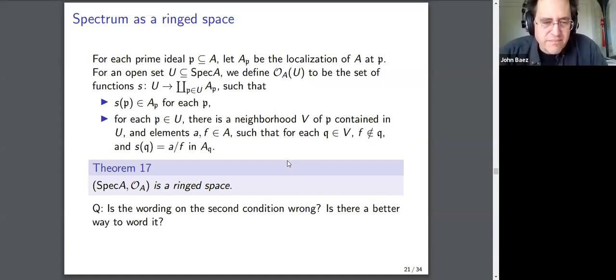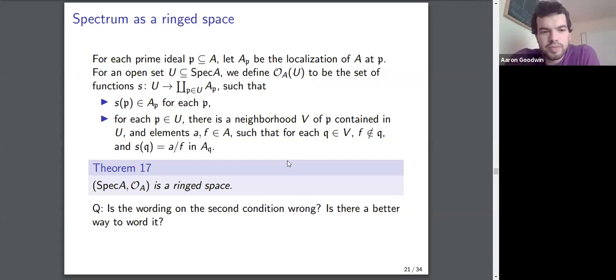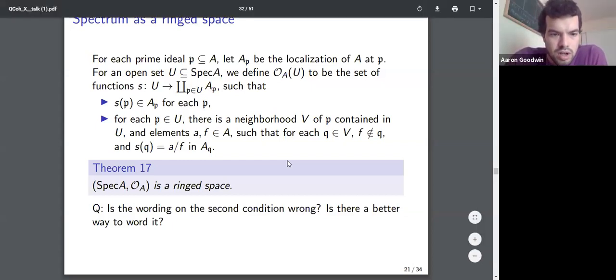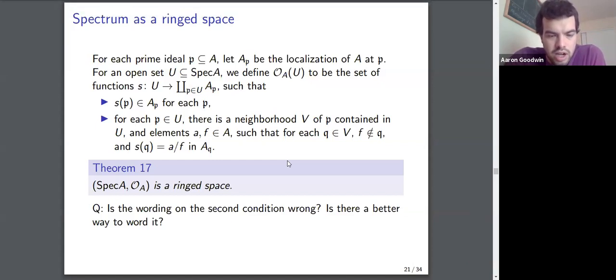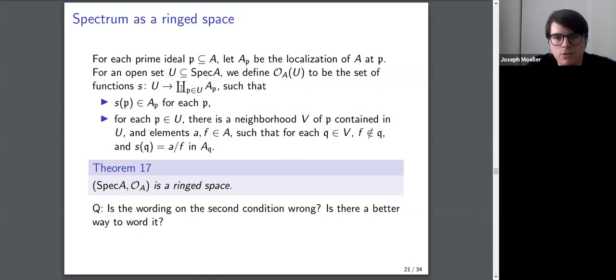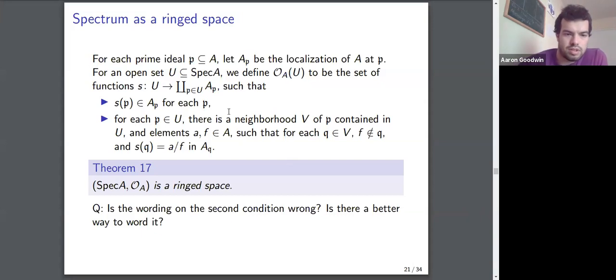Mm-hmm. Okay. I have a question. Yeah. So in the definition of O of U, there's the co-limit. Is that the disjoint union of the elements of ideals, or is that the sum of ideals? So this is the disjoint union of them as sets. Okay, thank you.